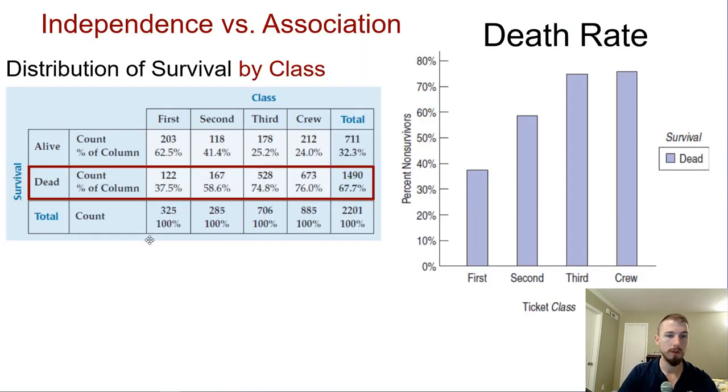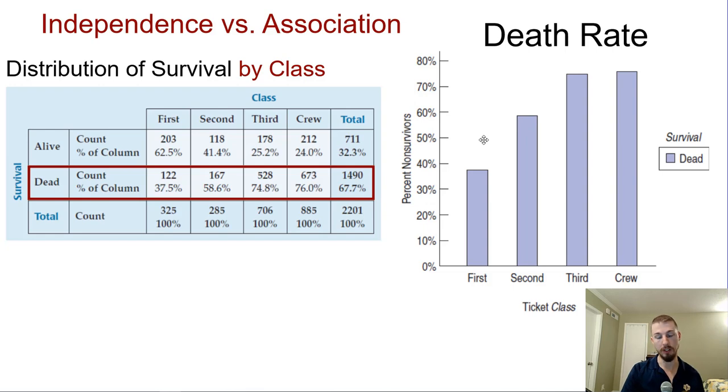All right, independence versus association. So distribution of survival by class. These are the death rates, which is what we graphed here, very morbid. We would expect all classes, regardless of how many people were in it, when we're looking at the conditional distributions, we would expect all of the proportions of death rates to be the same, and they're not.